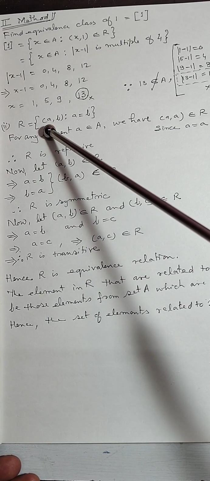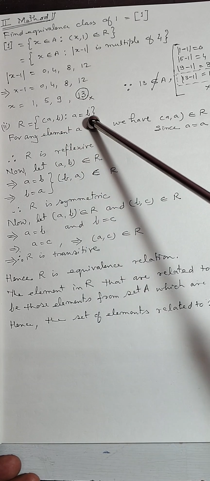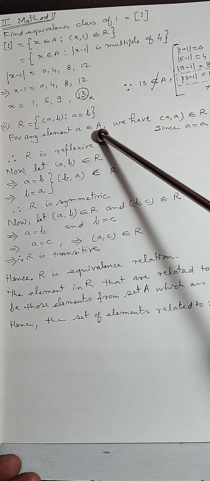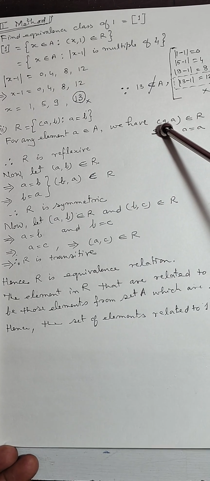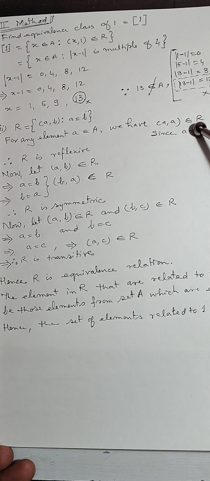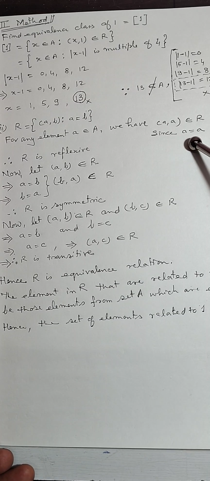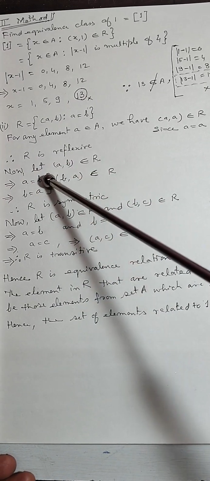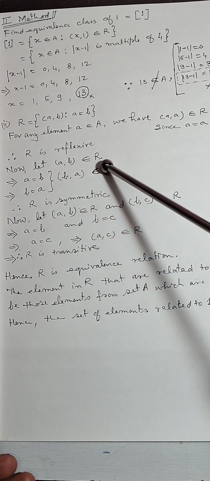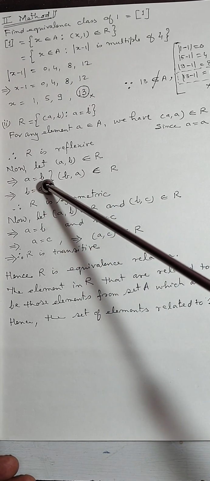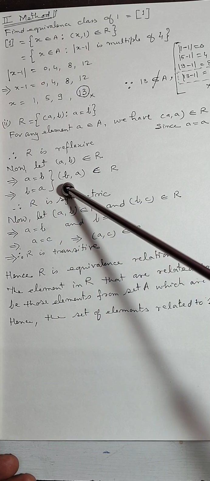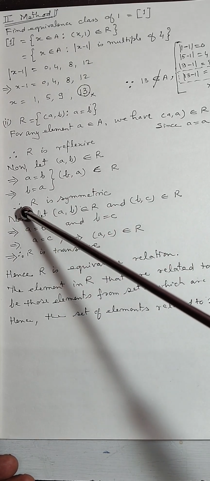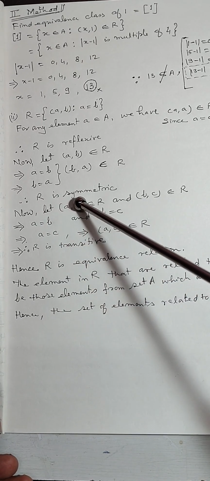Now come to the second part of it. In the second method, relation R such that (a, b) such that a is equal to b. For any element a belongs to A, we have (a, a) belongs to relation since a is equal to a. Therefore, relation is reflexive. Now let (a, b) belong to relation, a is equal to b or b is equal to a. So (b, a) belongs to relation. Therefore, relation is symmetric.